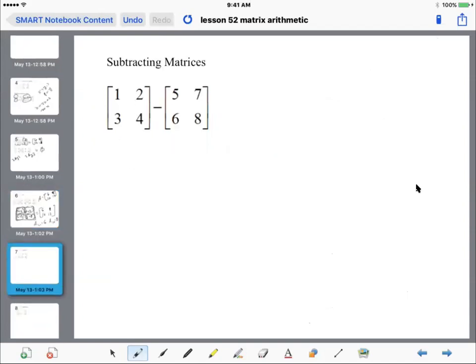Now subtraction, again, good news. Subtraction is just like you would figure. You can only subtract two matrices that have the same dimensions. And if they do have the same dimensions, you subtract the corresponding elements, 2 minus 7, 3 minus 6, and 4 minus 8. So far, addition and subtraction are just like we would hope they would be.